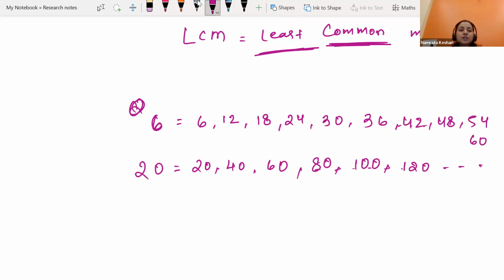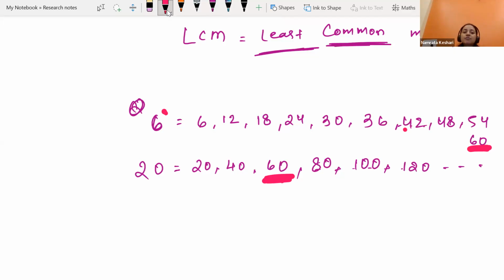Now let's see which one is the common multiple. 6 is there, 12 is there, 18 is there, 24 is there, still nothing is common. 30 is there, no common. 36, no. 42, no. 48, no. 60. 60 is the first common multiple.